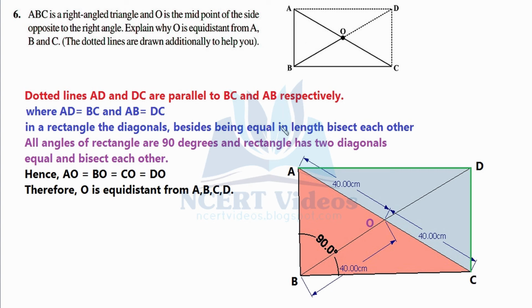So based upon our understanding of the concept of parallelograms and quadrilaterals, we shall try to answer why this point O is equidistant from vertices A, B and C. So we go to the solution part. Dotted lines, that is this AD and DC, are parallel to BC and AB respectively. It simply means it is not provided to us that they are parallel. We have to construct, and we have learned in the previous standard that construction is from our own side. We need to construct sometimes in order to verify something.